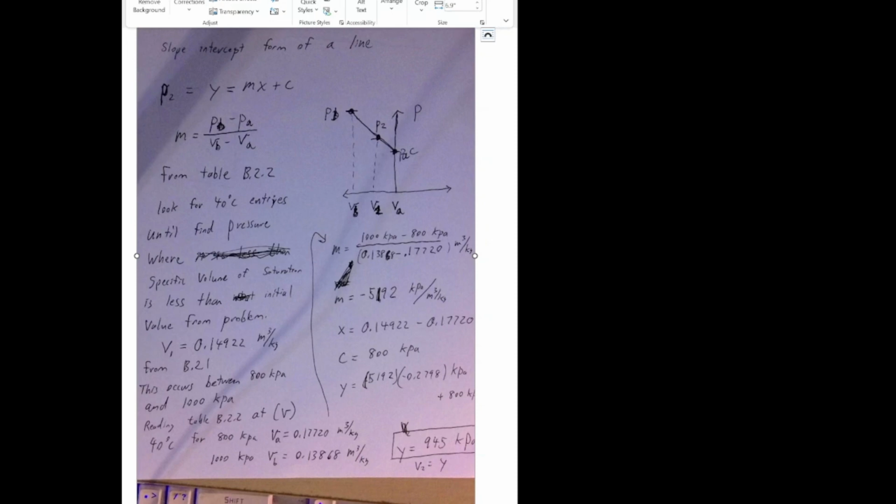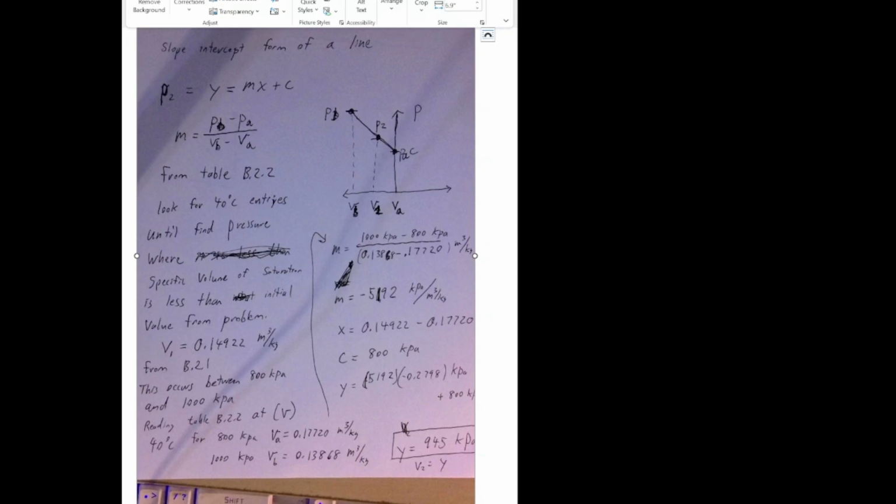So the way I did it, go through that table B.2.2, look for 40 degree entries until you find the pressure where the specific volume of saturation is less than the initial value from the problem. Okay, so I looked through it and I found that at 1,000 kilopascals it was 0.13868 meters cubed per kilogram. And then at 1,800 kilopascals, you can see it's higher than this value here. Okay, so what this is telling me is that it's between these two values.